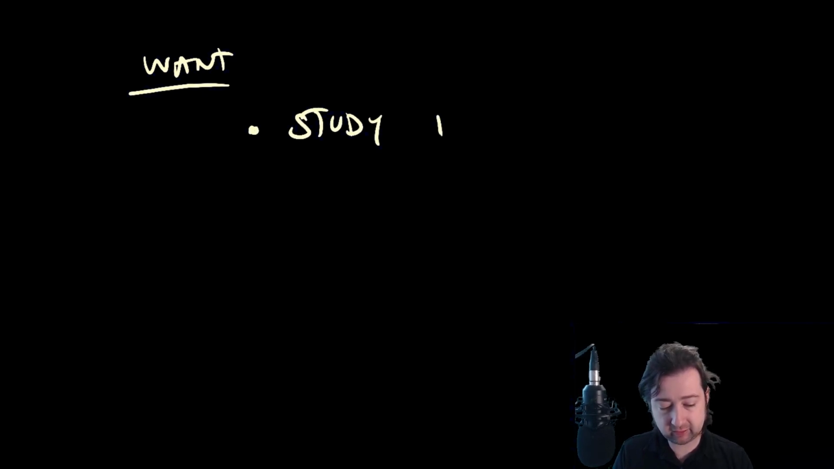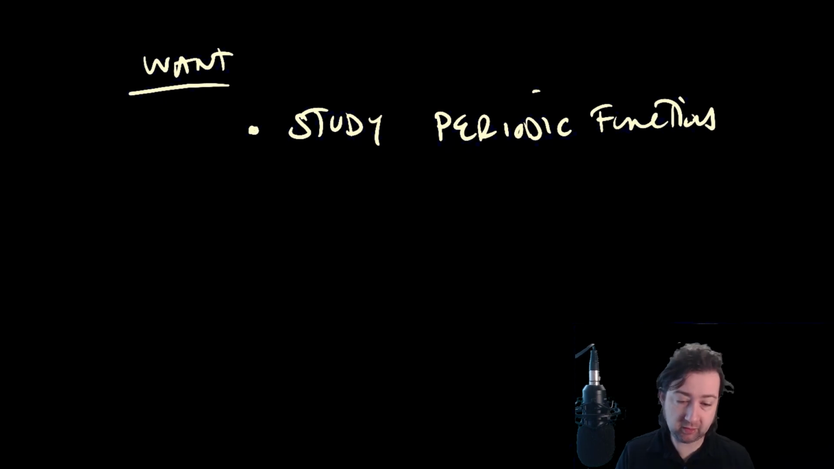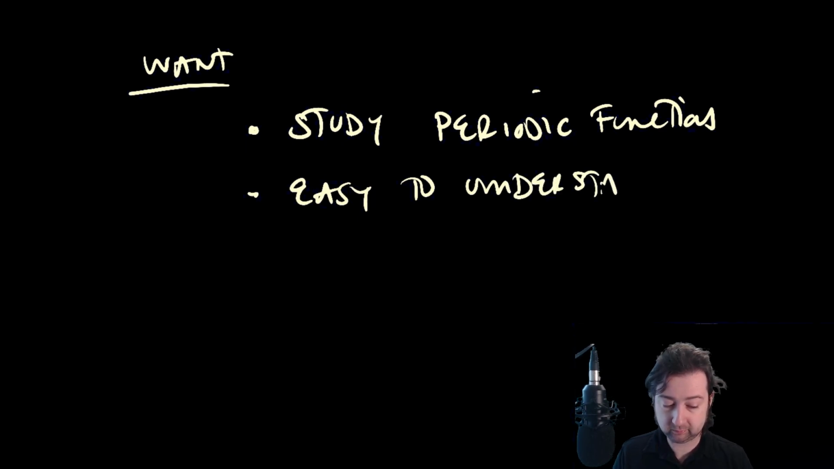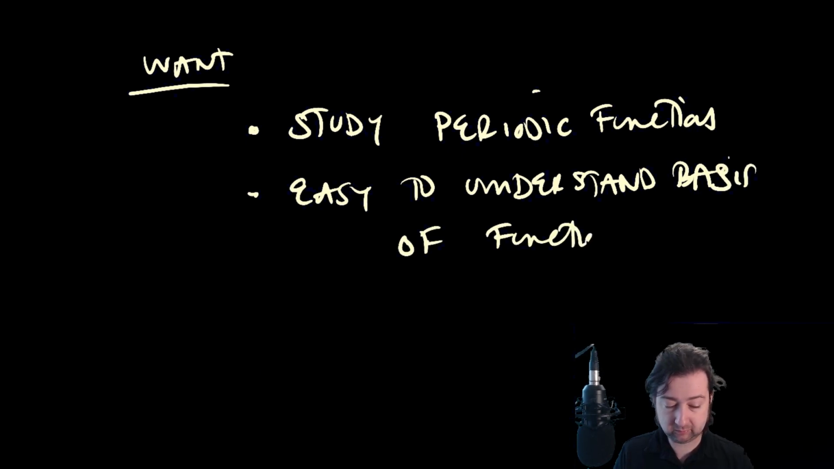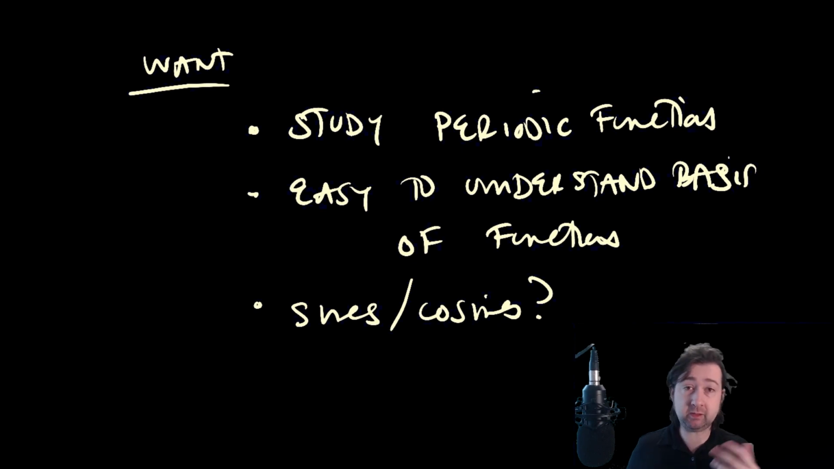So this is what we want to do. We want to study oscillating or periodic functions, and we want to do it with an easy to understand basis of functions. And it would be really awesome if we could do it with sines and cosines. And this would basically be the ideal scenario. If I could do all of these things, then I could potentially just be given a periodic function f, pull it apart into sines and cosines and say, oh, look, there's a piece of this frequency and a piece of that frequency, a piece of that frequency, and these are their relative importance.